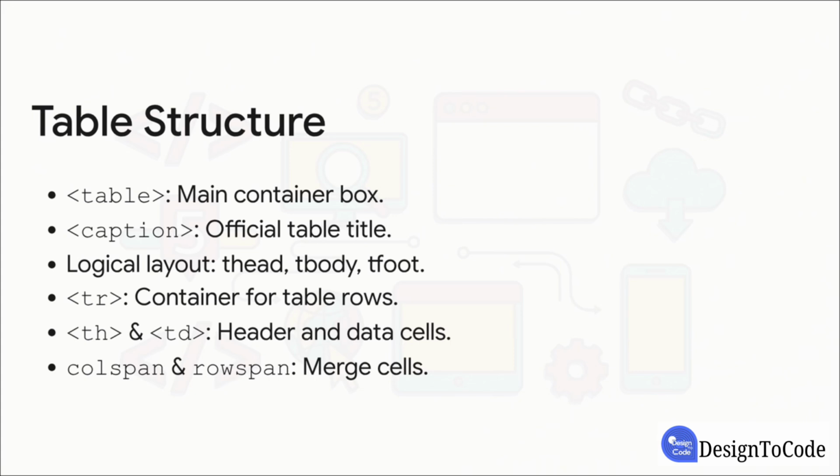Inside those sections, we create rows with the tr tag, and we fill those rows with either header cells using th, which are bold and centered by default, or standard data cells using td. You can even merge cells together horizontally or vertically using colspan and rowspan, just like you would in a spreadsheet application.